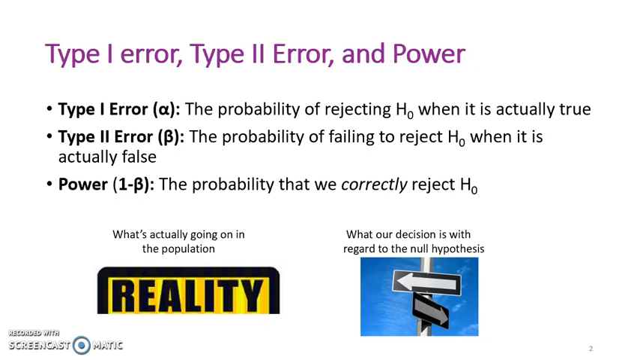Power is 1 minus type 2 error, and this is the probability that we correctly reject the null hypothesis. In other words, power is the probability that we determine that there is an effect in the population, and in reality, there is an effect in the population.